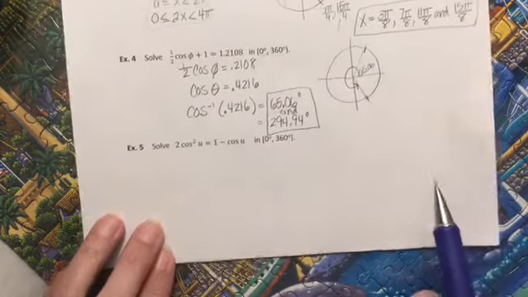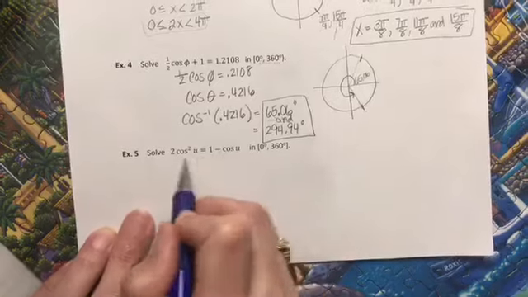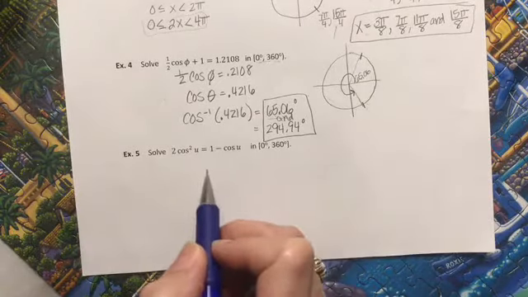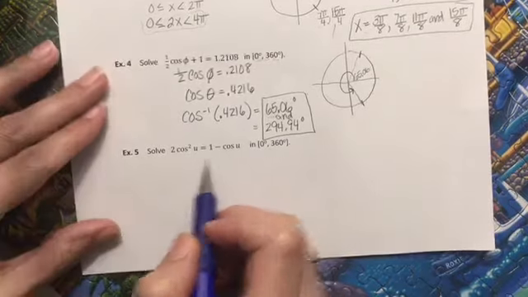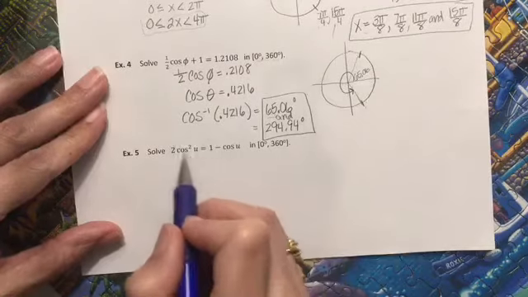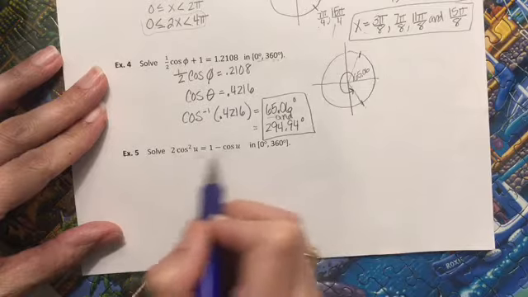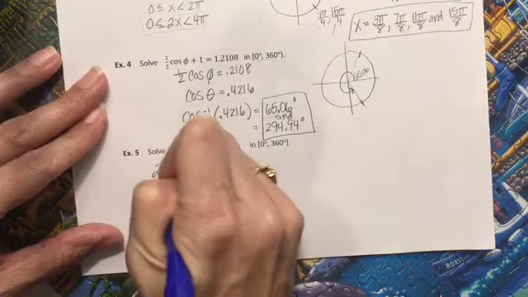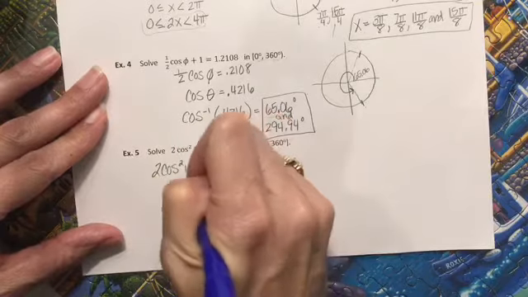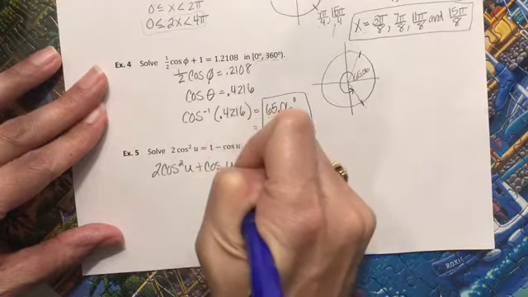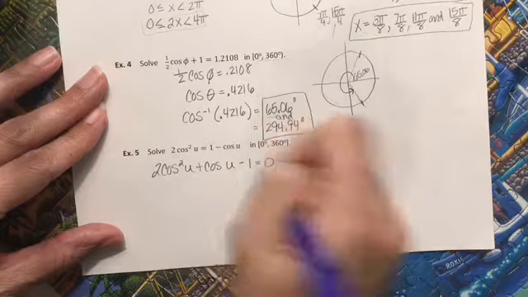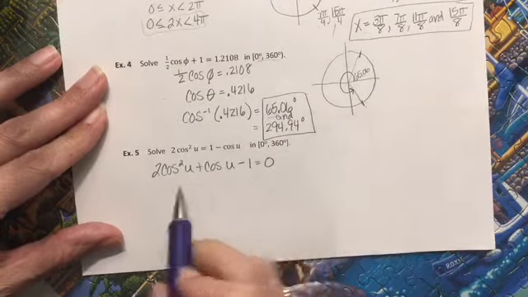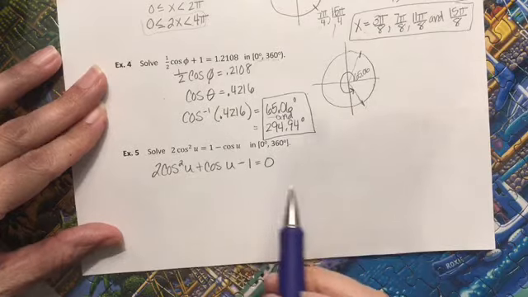Okay, the last one on this page is going to be fun to me. It's basically a quadratic. So get everybody over to one side, because we can't isolate the cosine of u. If we get them all over to here, just like old basic algebra, you would have this. And then that is going to be something we can factor, okay?